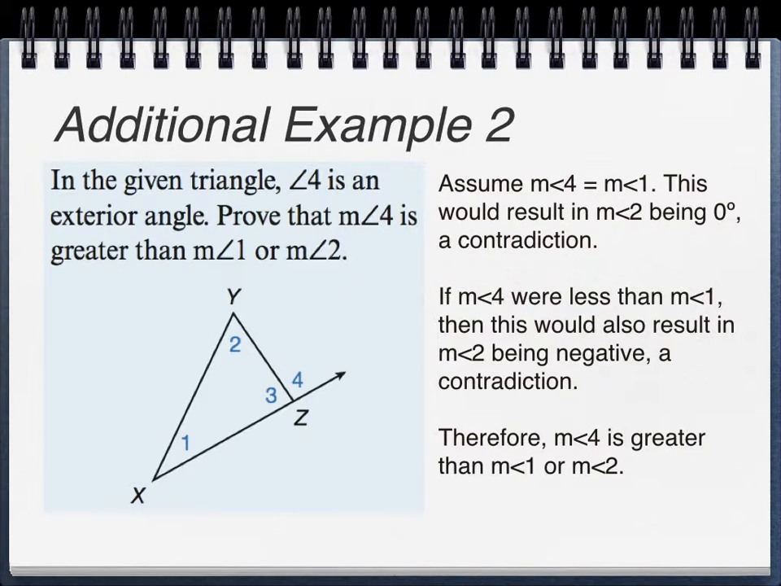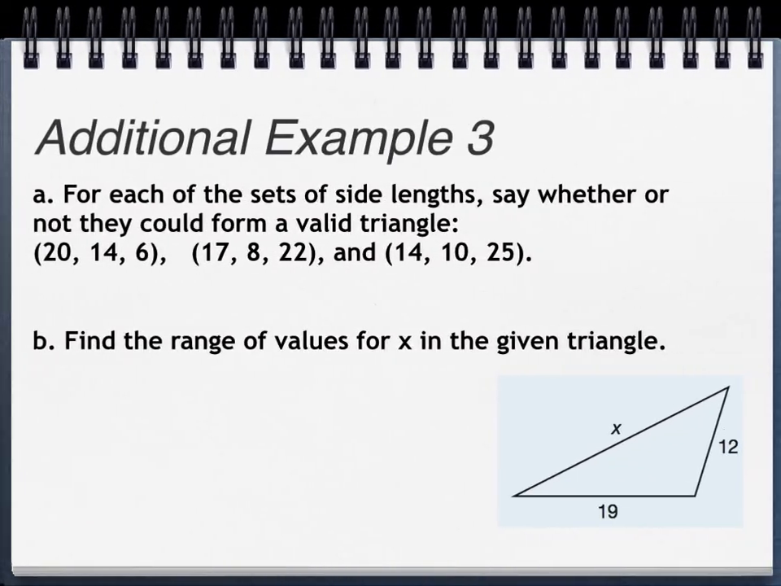Okay, so therefore I know that the measure of angle 4 is not equal to the measure of angle 1. Now let's assume that angle 4's measure were less than the measure of angle 1. This would result in the measure of angle 2 being negative, which is a contradiction. Therefore, we've proven that the measure of angle 4 must be greater than the measure of angle 1 or the measure of angle 2.